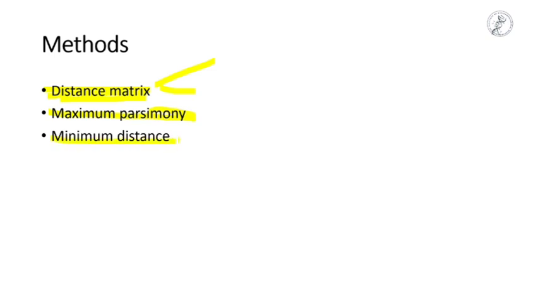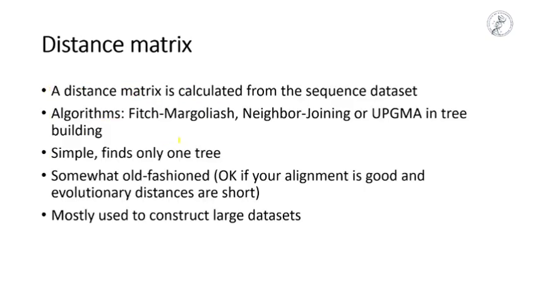So these are some of the methods which we use for constructing a phylogenetic tree. If we have the multiple sequence alignment, by using these methods we can construct the phylogenetic tree. Distance matrix methods, such as Fitch-Margoliash, neighbor joining, and UPGMA, use the distance matrix for construction of the phylogenetic tree. The distance matrix is calculated from the sequence data set. It's very simple, and this distance matrix method finds only one tree.